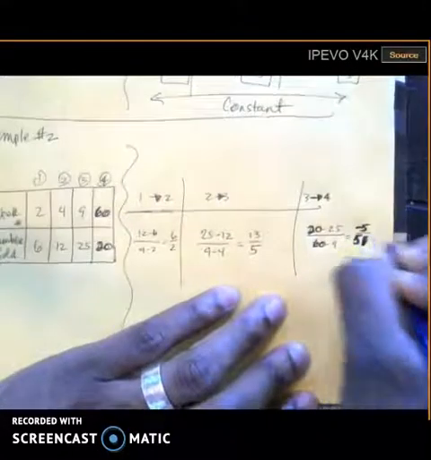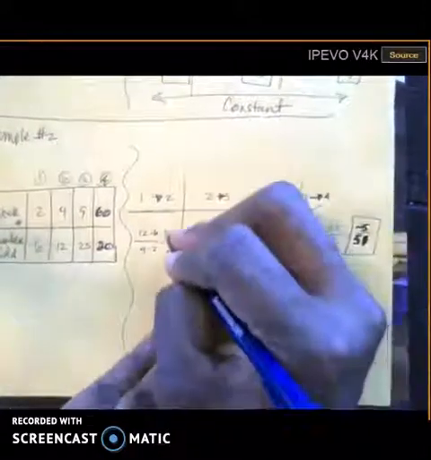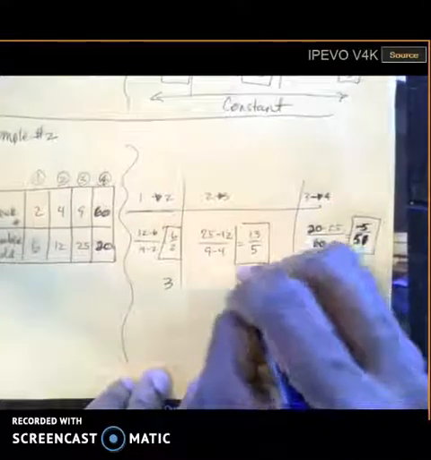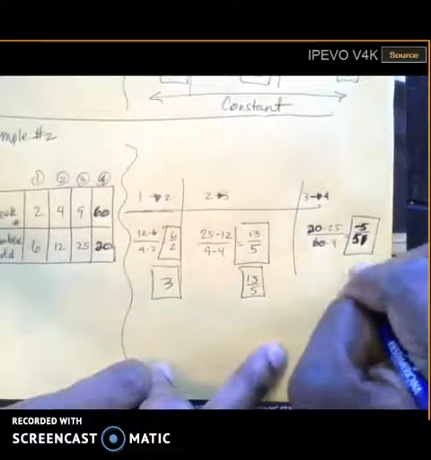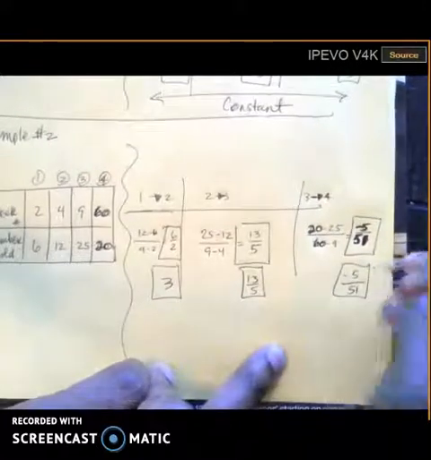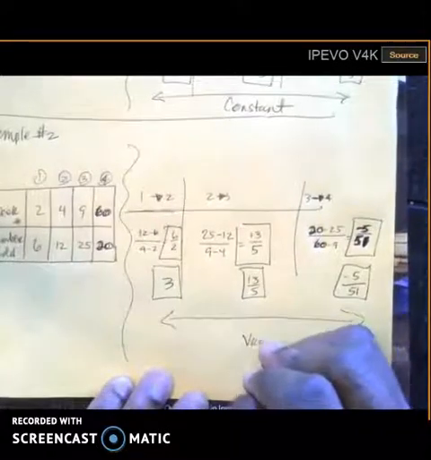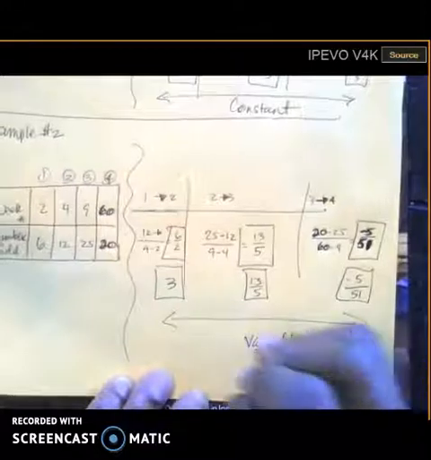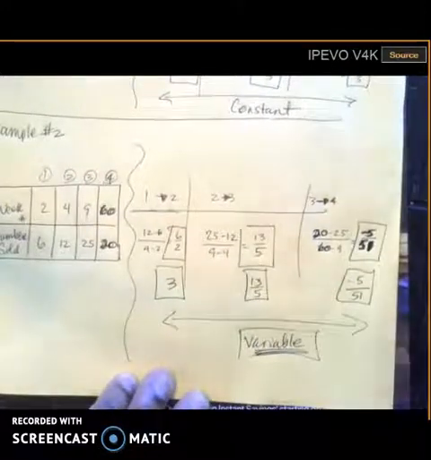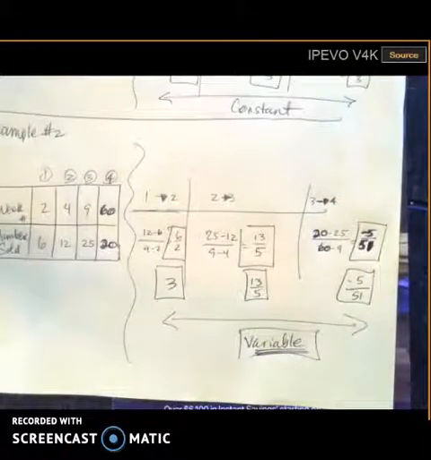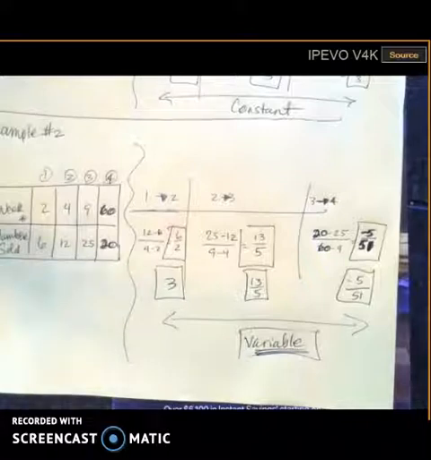Okay? So at this point, we have 3 different variations. We have 13 over 5. I'm going to leave it as an improper fraction. And then negative 5 over 51. Now, at this point, do we have consistency amongst these values? We do not. So this is going to be a variable relationship, not a constant relationship like before. So being that this is a variable relationship, there is no direct variation. There is no constant of variation, also known as K. So this is not going to be an example of a slope that you could actually locate.